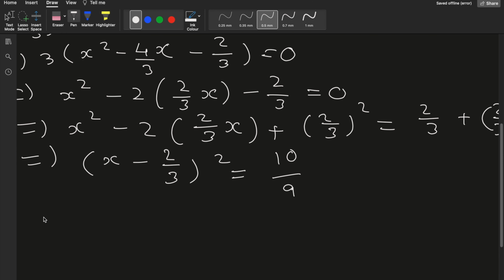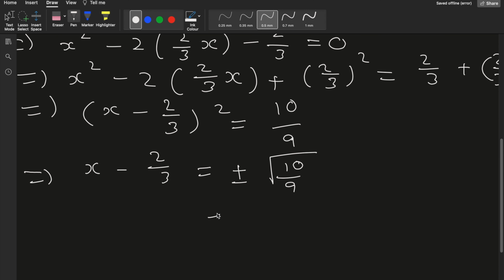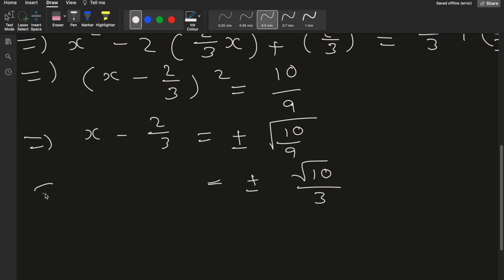And now let's take the square root of both sides. X minus 2 divided by 3 equals plus or minus square root of 10 divided by 9. Square root of 10, we'll write it as square root of 10 itself, divided by 3. And now we'll transpose this term to that side. This implies 2 divided by 3 plus or minus square root of 10 divided by 3. So that's our final answer.